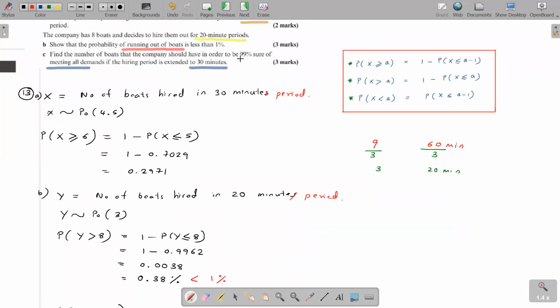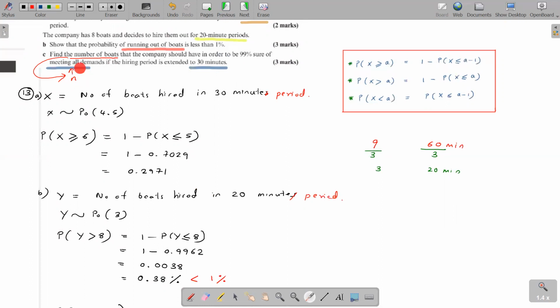So let's say during this 30-minute period, in order to meet the demand, we need n number of boards. The number of boards we need is n. That's what they ask. What is this n number? How many boards do we need to meet the demand?